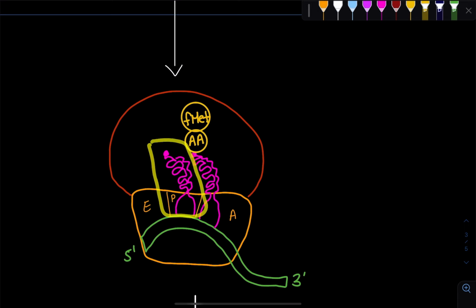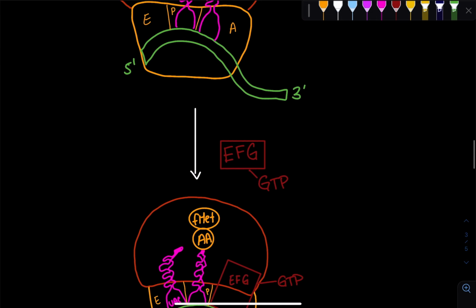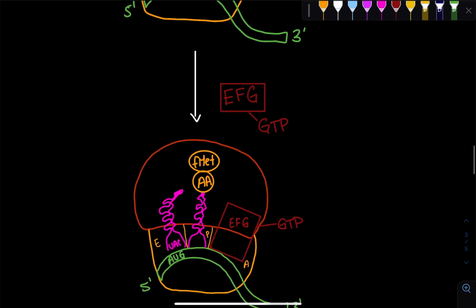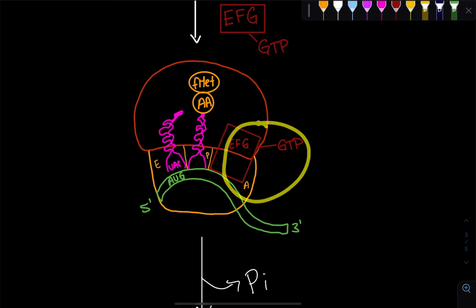This tRNA no longer carries an amino acid, so it has to be shifted over to the E site so it can exit. But how do we cause this shift? This shift will require another elongation factor, elongation factor EF-G, which has a GTP bound to it. This elongation factor is going to bind to the A site.